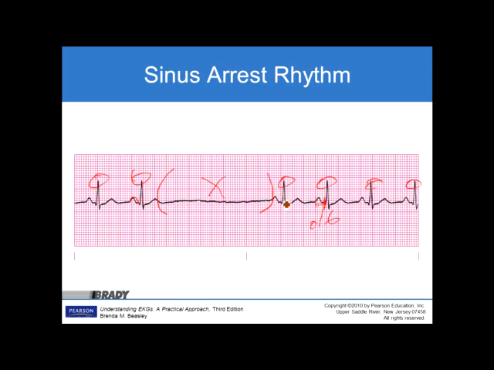Last but not least, step 5, is the QRS. How wide is it? The QRS is about 2 boxes, or 0.08. So this is less than 0.12. Everything else is normal except for this area right here, which is where the sinus arrest had occurred. That ends Chapter 7, Sinus Rhythms.